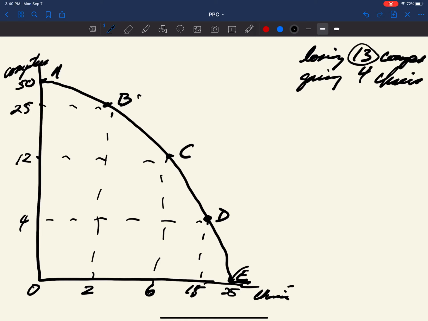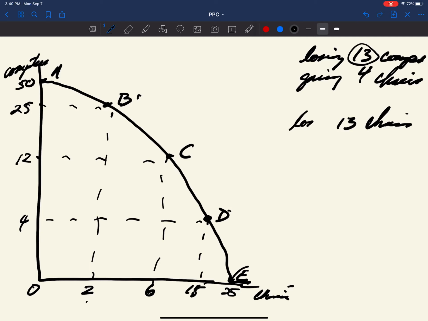Now, you can also go the opposite way. Let's say I'm going from point D to point B. Okay, so at D, I'm at 4 computers and 15 chairs, and at B, I'd be making 25 computers and only 2 chairs. So what am I losing first? Well, 15 minus 2 is 13 chairs.